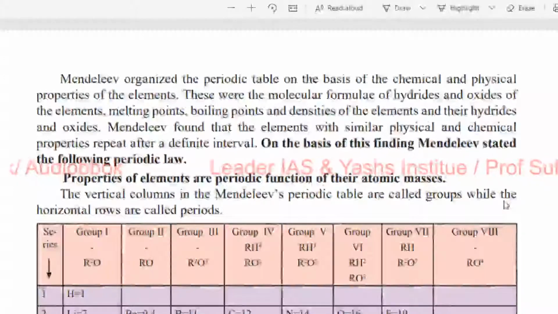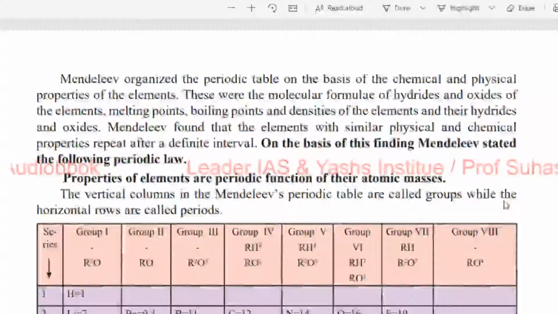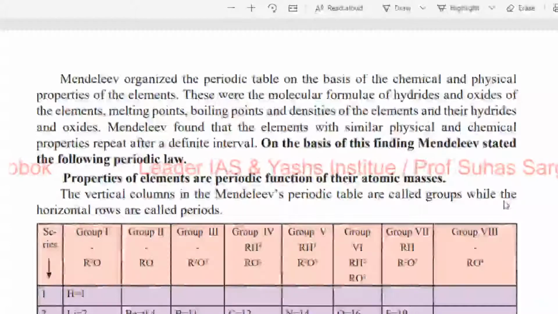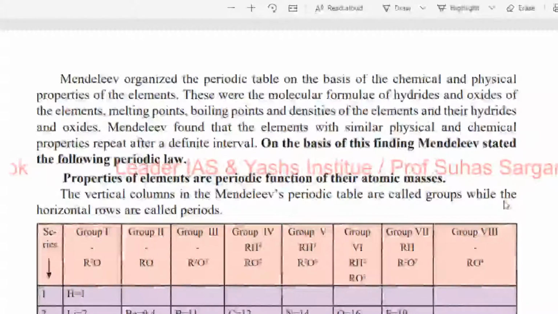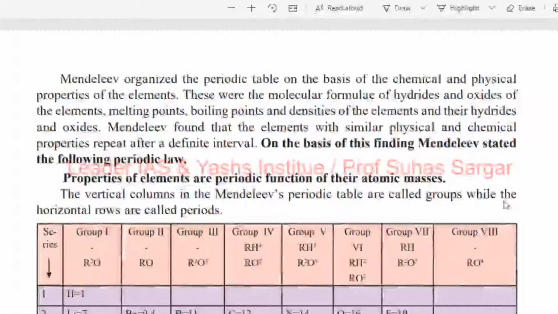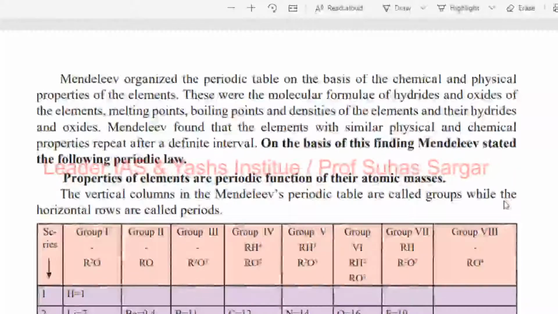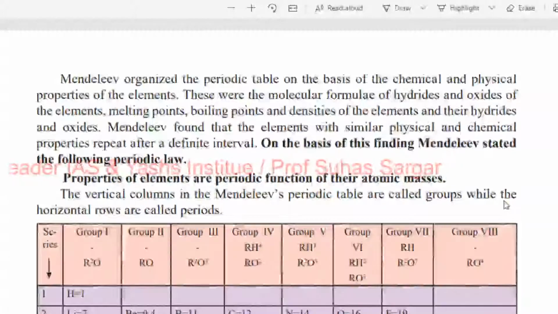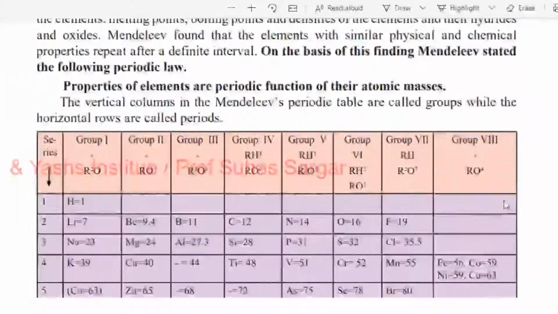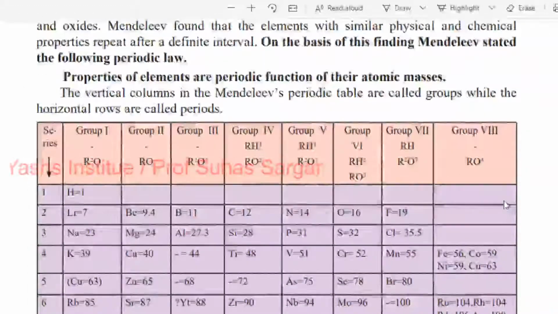Mendeleev organized a periodic table on the basis of chemical and physical properties of elements. These were the molecular formula of hydrides and oxides of elements, melting points, boiling points, and densities of the elements and their hydrides and oxides. Mendeleev found that elements with similar physical and chemical properties repeat after definite intervals. On the basis of these findings, Mendeleev stated the following periodic law: the properties of elements are periodic functions of their atomic masses.